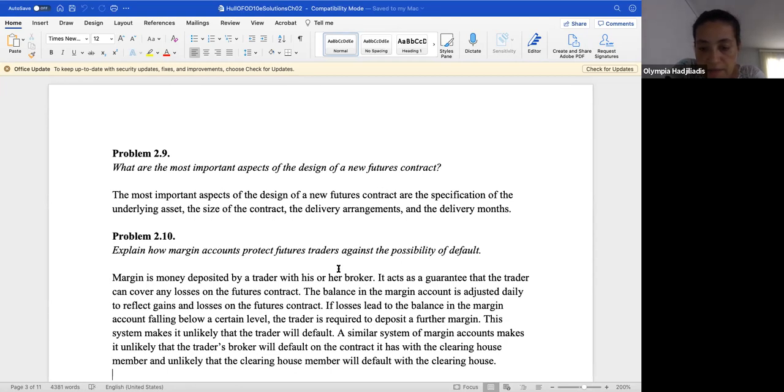A similar system of margin accounts makes it unlikely that the trader's broker will default on the contract it has with the clearinghouse member, and unlikely that the clearinghouse member will default with the clearinghouse.